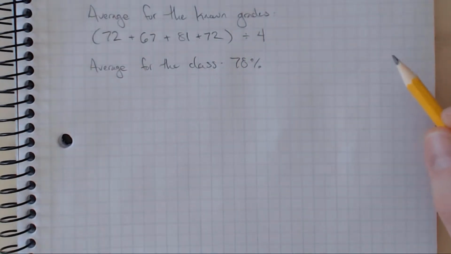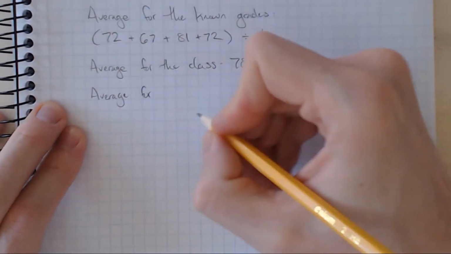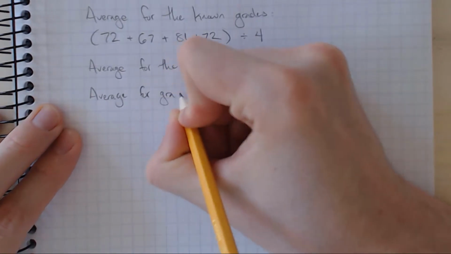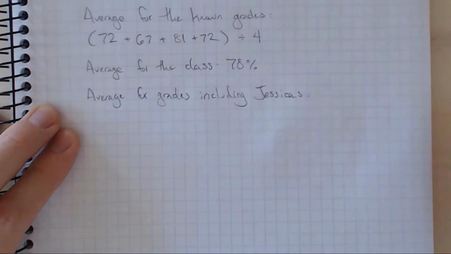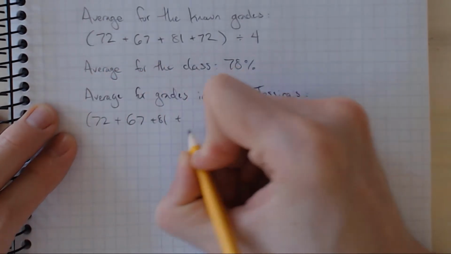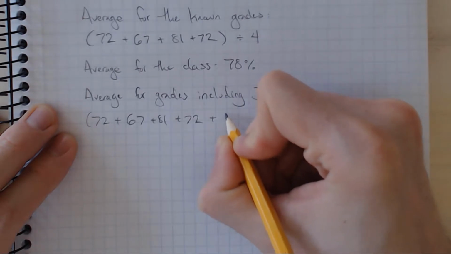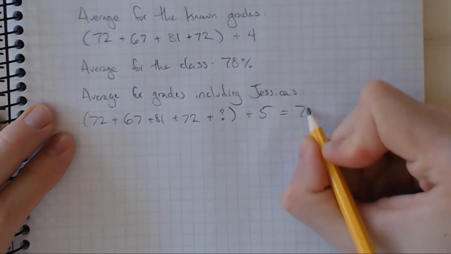A reasonable way of estimating Jessica's grade would be to calculate the average of the 5 grades and have it come out to be 78%. So let's write that expression. 72 plus 67 plus 81 plus 72 plus some unknown number, which we'll call a question mark, divided by 5 would give us 78%.